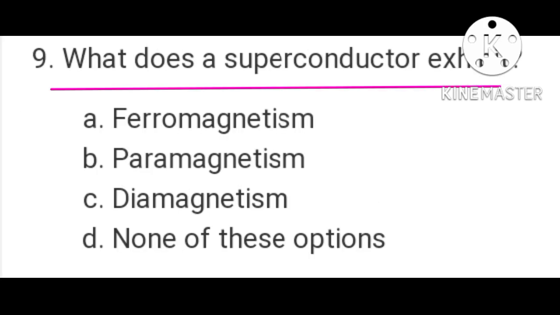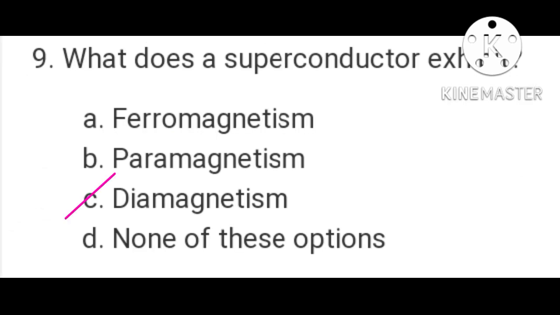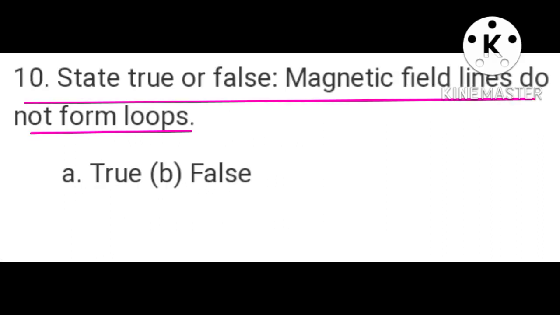Question number 9. What does a superconductor exhibit? A option ferromagnetism, B option paramagnetism, C option diamagnetism, D option none of these options. Explanation. A superconductor exhibits diamagnetism. In this question, C is the correct option. A superconductor exhibits diamagnetism.